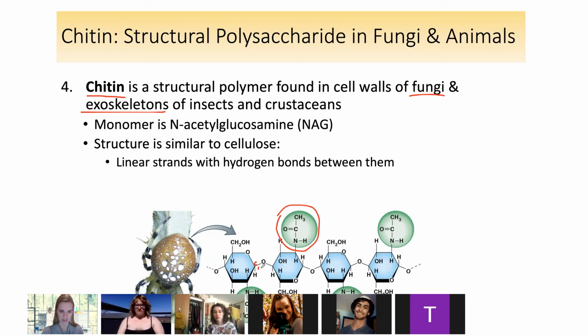All right, so this is that flipping. So you see every other one is kind of flipped. And so this helps create that really linear strand. So this is how cellulose looks as well. It just doesn't have these nitrogen groups.